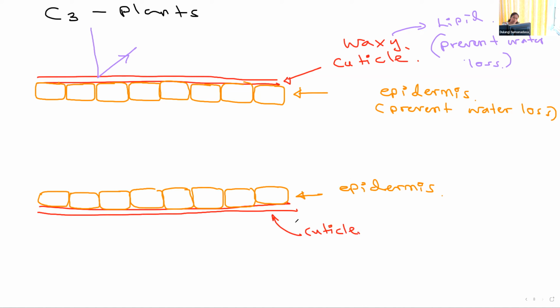So you can make the lower cuticle less thick, and the upper one needs to be thick, right? Because the upper surface is the one that reflects the sunlight or is exposed to the heat. So the upper surface needs to have a thicker cuticle than the lower one.